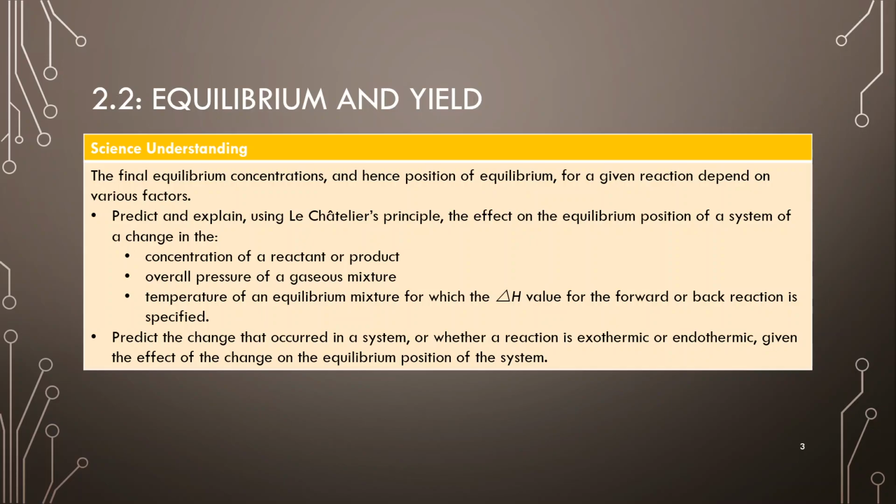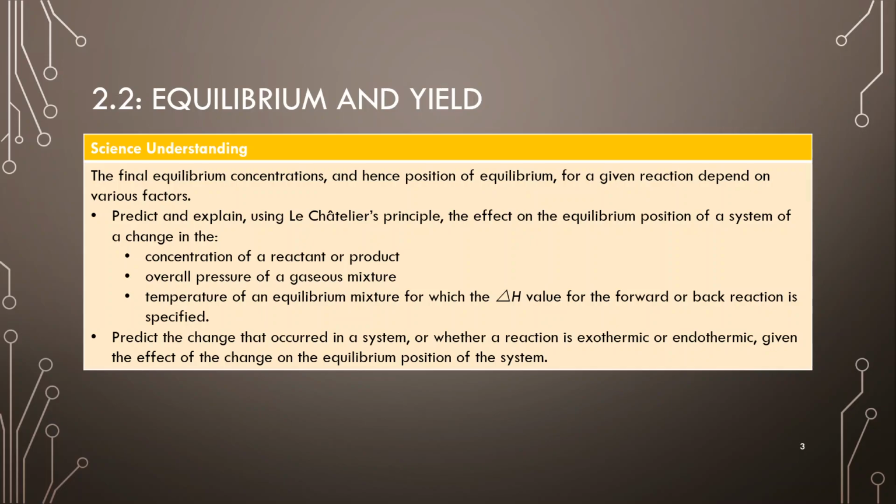What you need to be able to do is predict and explain, using Le Chatelier's principle, the effect on the equilibrium position of a system of a change in the concentration of a reactant or product, the overall pressure of a gaseous mixture, or the temperature of an equilibrium mixture for which the delta H value, the enthalpy change value, for the forward or back reaction is specified.